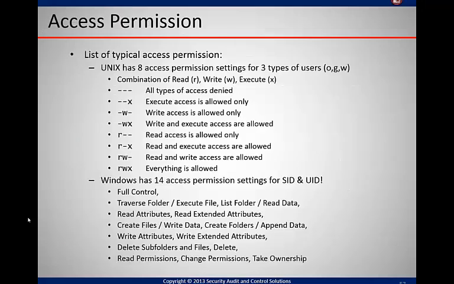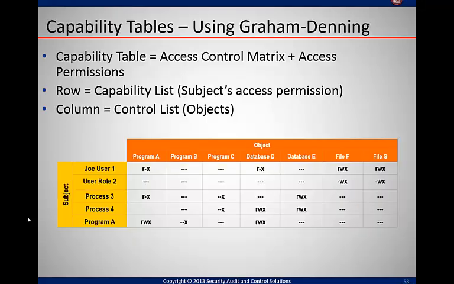Now, the access permissions in Unix have got quite a few. As you can see, if you've worked on that before, there's 8 types of access permissions, and Windows a little bit more. And it's trying to do additional issues such as single sign-on. You'll see that later.